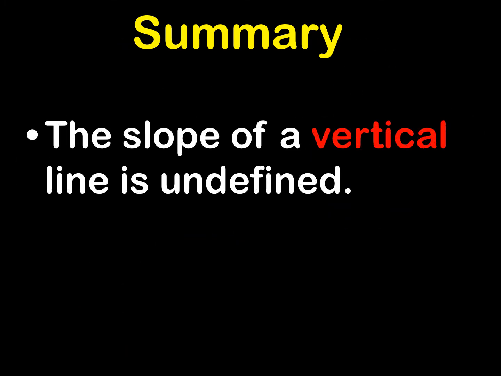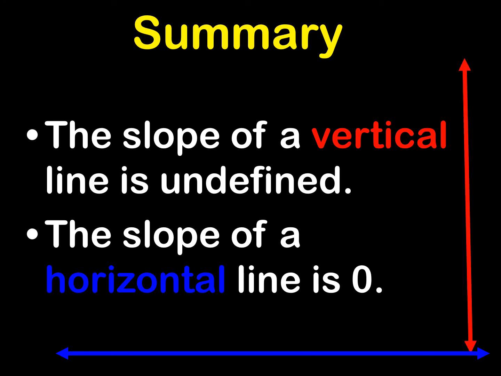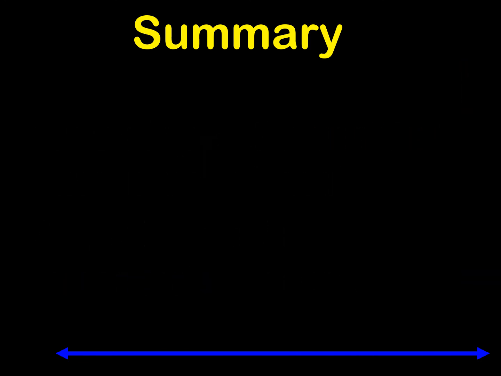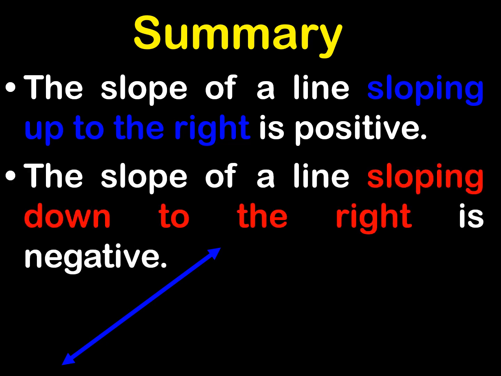So summary of this lesson, the slope of a vertical line is undefined and the slope of a horizontal line is 0. So this is the horizontal, this is the vertical. The slope of a line sloping up to the right is positive, and the slope of a line sloping down to the right is negative.